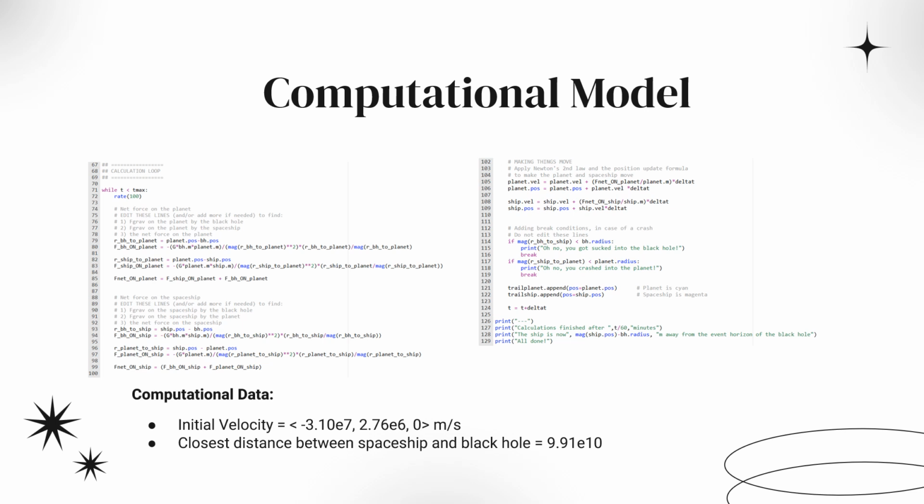After lots of trial and error, I found that the initial velocity was negative 3.10 times 10 to the 7th in the x direction and 2.76 times 10 to the 6th in the y direction, in meters per second. And the closest distance between the spaceship and the black hole was 9.91 times 10 to the 10th meters. Here's the video of the code that shows the spaceship successfully leaving without running into the planet or the black hole.